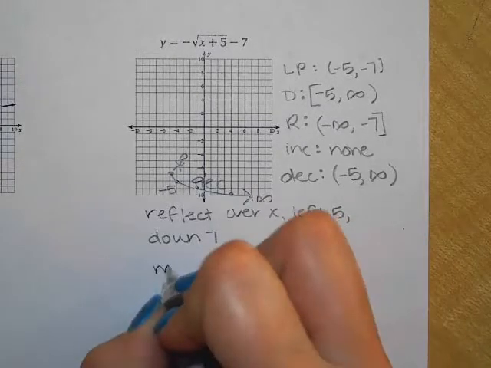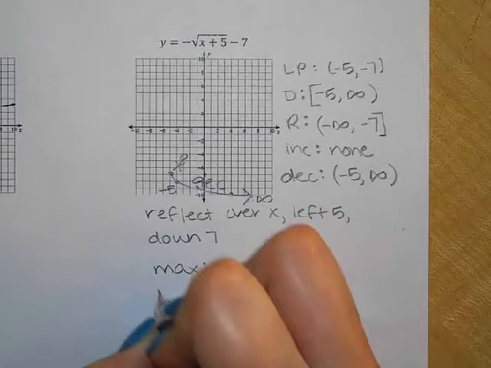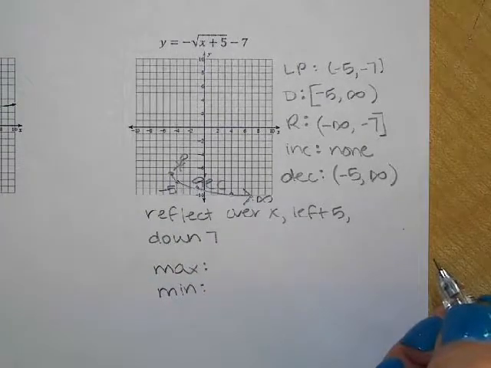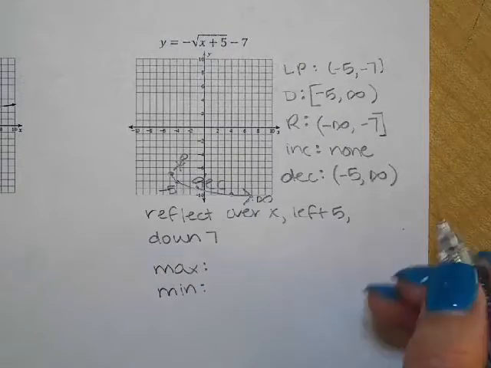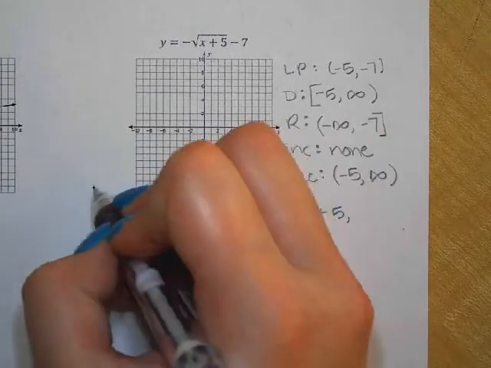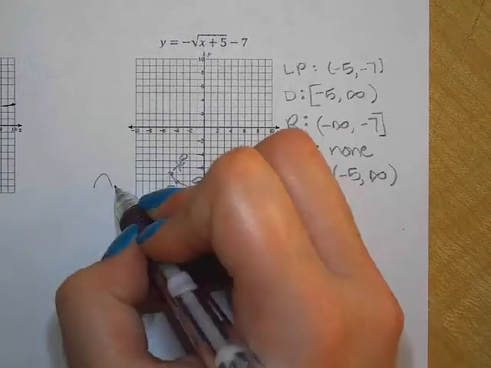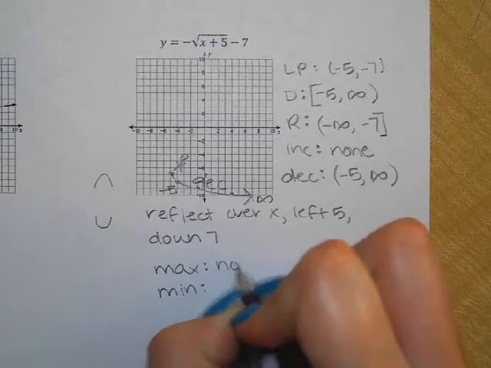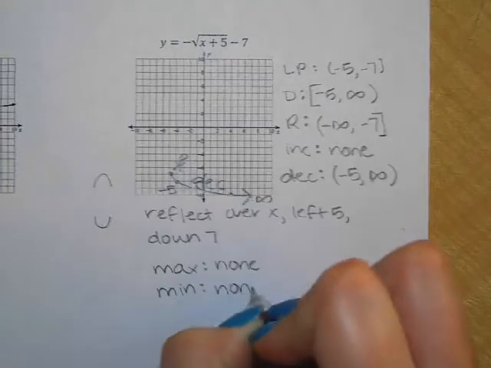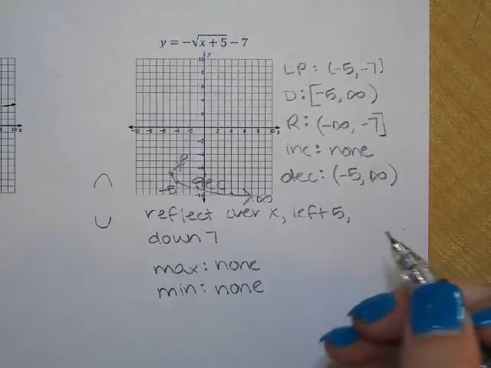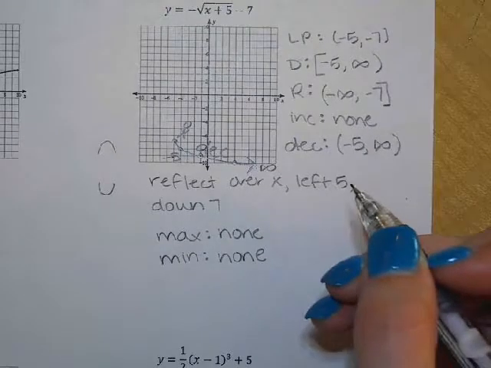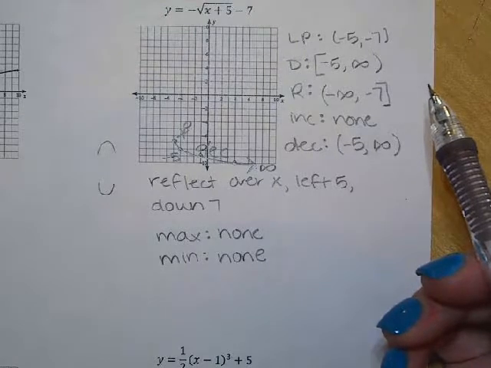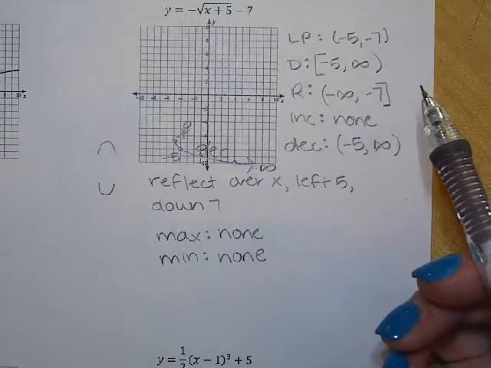Max and min. So do you see something that looks like a mountaintop or something that looks like a valley? The maximum, it has to look like this. Maximums have to go up and come down, and minimums have to go down and come up. So we're going to say none. Yeah. So these graphs, no matter where they are, they never have a max or a min. And we haven't really seen that before either. Okay. So locator point, domain, range, increase, decrease, max, min, transformations. What else can we find?